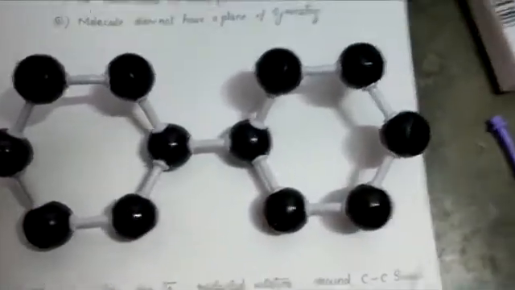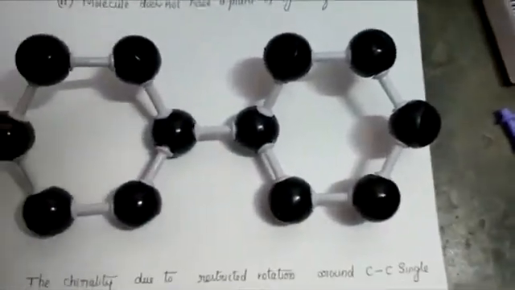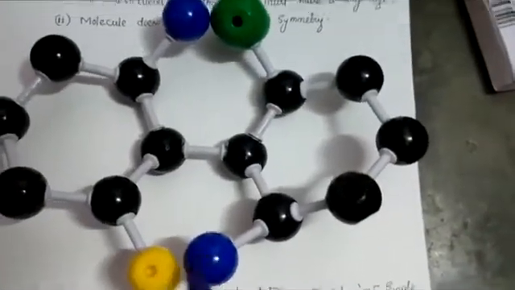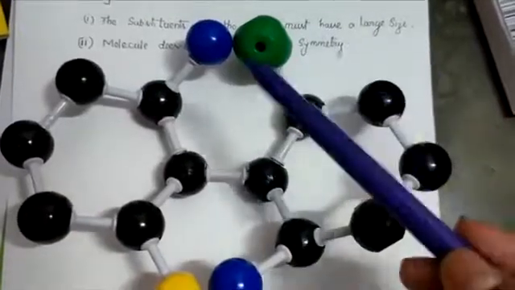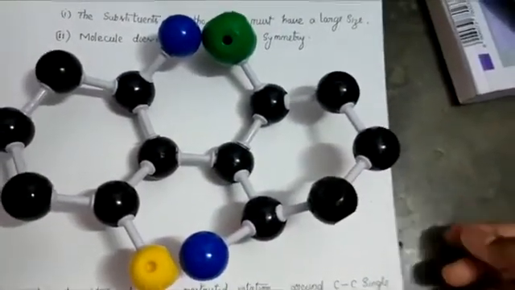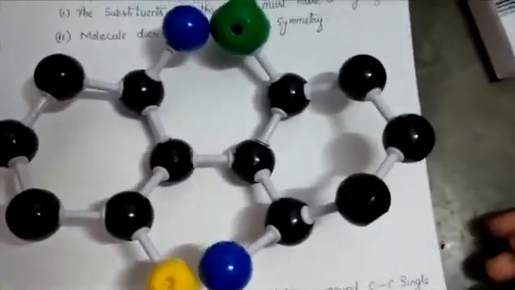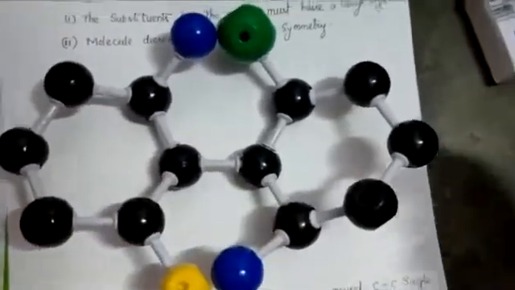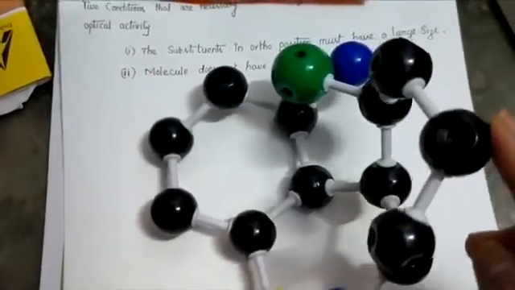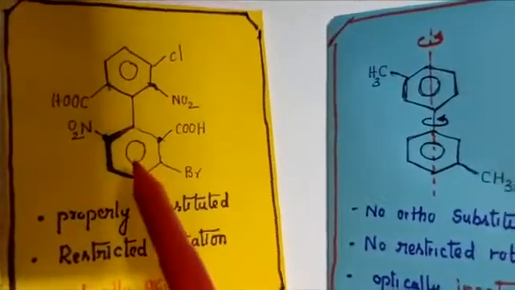But suppose substituents are present at the ortho positions like this. There will be steric hindrance between these two ortho substituents. To avoid the steric repulsion, the molecule will not be present in the same plane. That means one ring is present horizontally and the other ring is present vertically, like this. Here you can notice this is in one plane and this is in another plane.